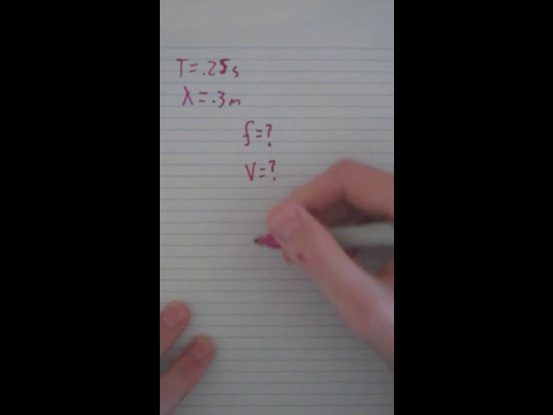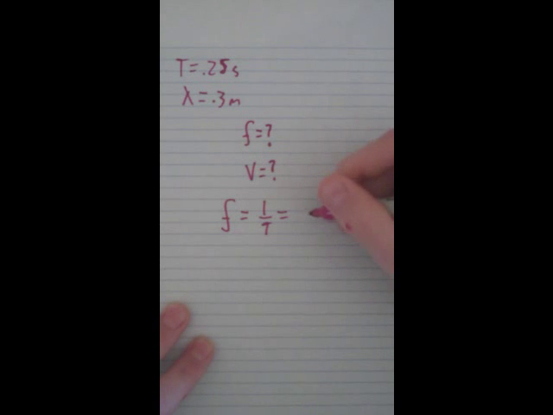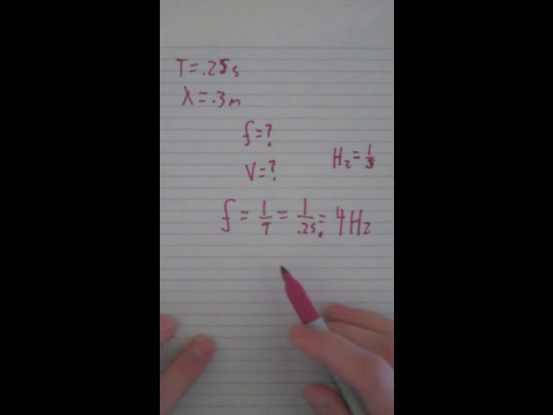Well, first, to find the frequency, frequency equals 1 over period. So that's pretty simple. That's just going to be 1 over the period, which is 1 over 0.25, which equals 4 hertz. And the hertz is just the basic unit for 1 over a second. So don't be confused by this. It's pretty simple.